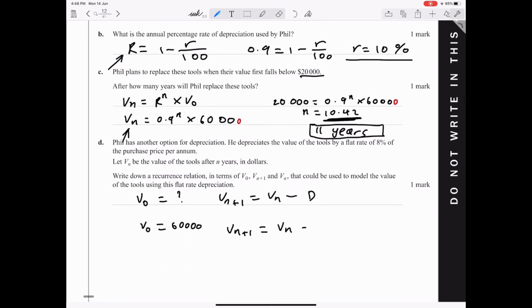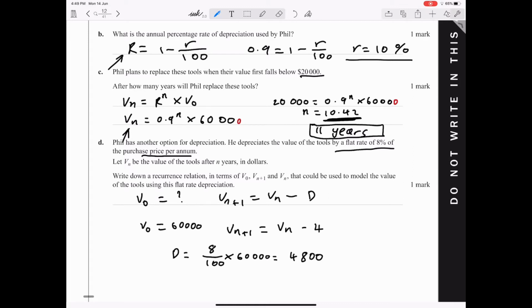So to find the value of D, we know that Phil depreciates the value of his tools by a flat rate of 8% of the purchase price per annum. So that means 8 on 100 times 60,000, which is the purchase price, would give us the value of D. If you put that on your calculator, you'll get 4,800.